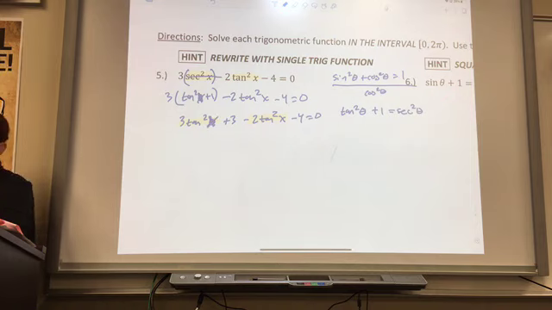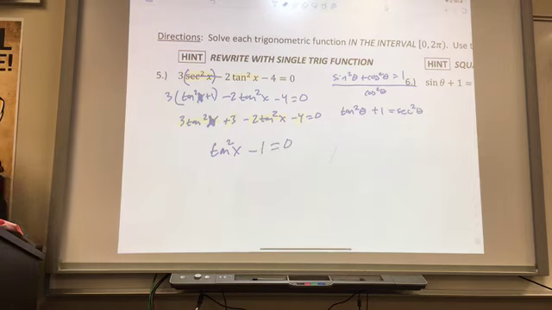Okay, 3 minus 2 would be 1 tangent squared, and 3 minus 4 would be negative 1. There are 2 ways to solve this. Add 1 and square root. That's one way to solve it. There's another way to solve it. What is it?